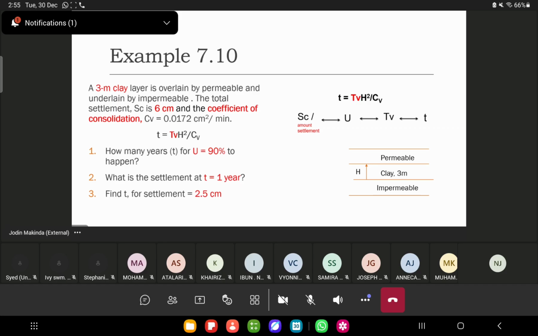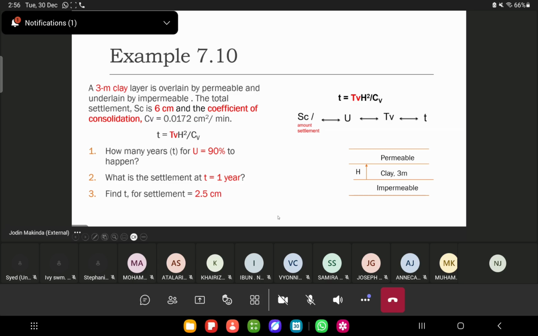Okay, the thickness is 3 meters. The top side is permeable. The bottom side is impermeable. So the water can flow only one way. So H, kita pakai 3 meters. Bukan 3 bahagi 2. Kita pakai 3 meters, ya.